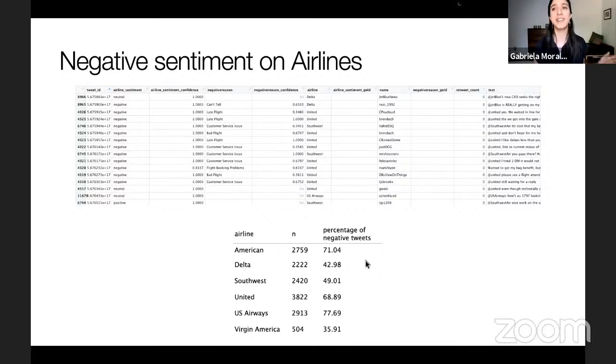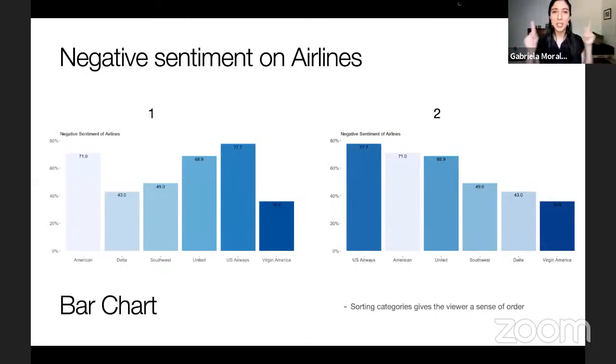But what's even better? A visualization. And here, I'll show you 2 different graphs that are showing the same thing. They're showing the negative sentiment of airlines in percentage for all the airlines that I told you about.